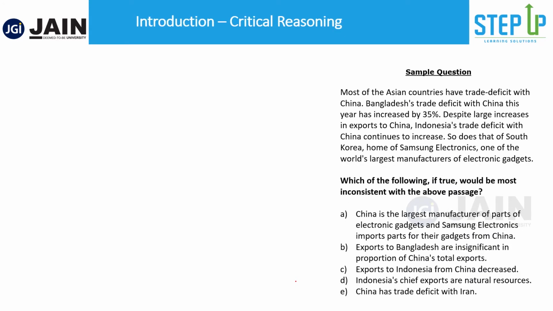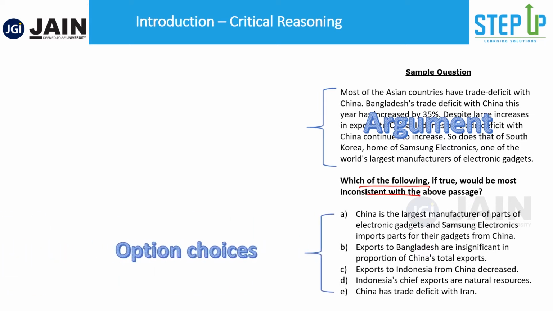Okay, so first thing to understand is how a critical reasoning question looks in the exam. So this is how you will find the question in the exams. There is a small paragraph. That paragraph is called argument. There is a question asked on that argument saying which of the following if true, something, something, and then there are these answer choices. So this is how a question looks like in the exam.